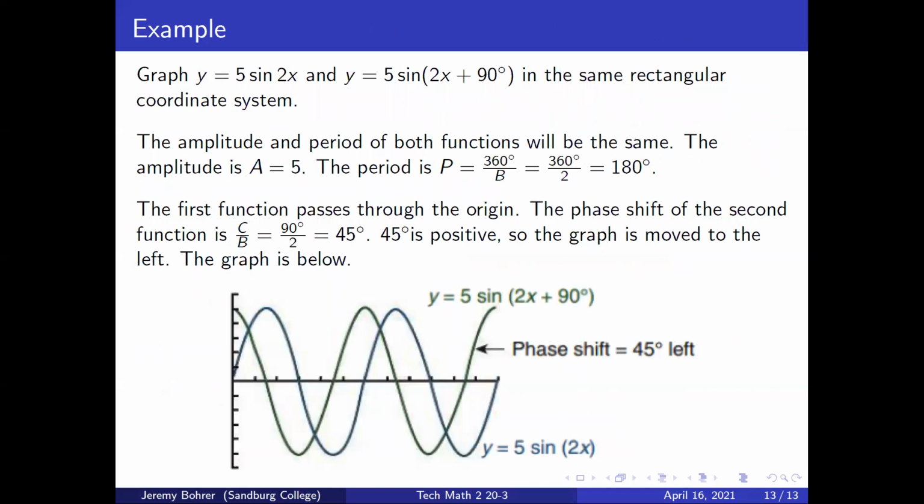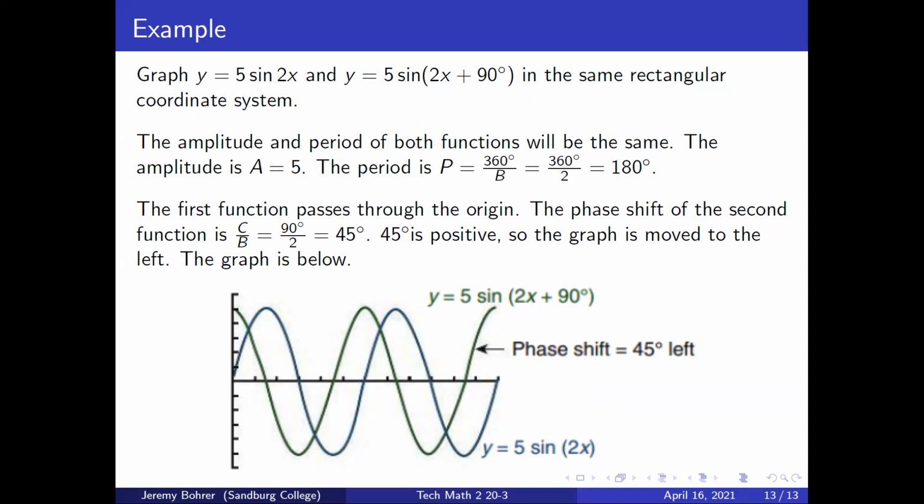For example, graph y equals 5 sine 2x and y equals 5 sine 2x plus 90 degrees in the same rectangular coordinate system. The amplitude and period of both functions will be the same. The amplitude is a equals 5, and the period is p equals 360 degrees divided by b, which is 360 degrees divided by 2, or 180 degrees.